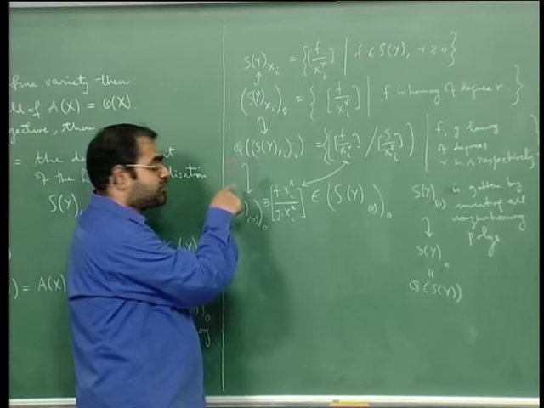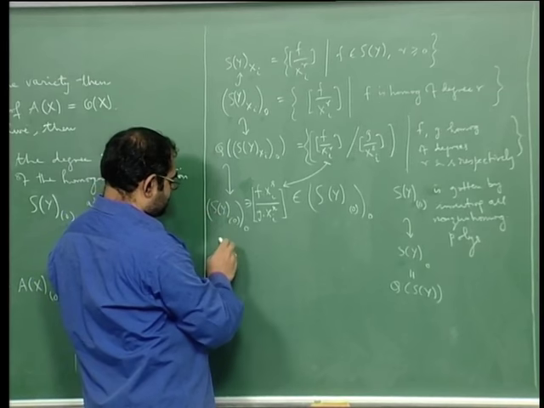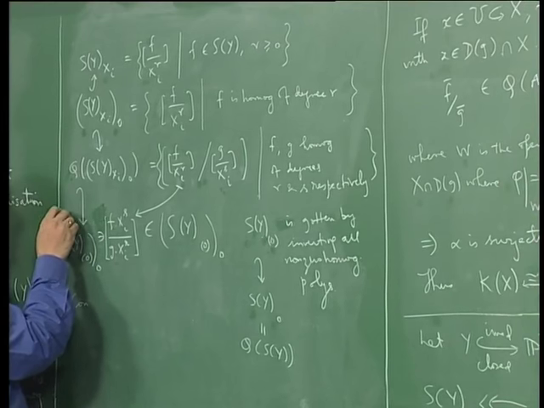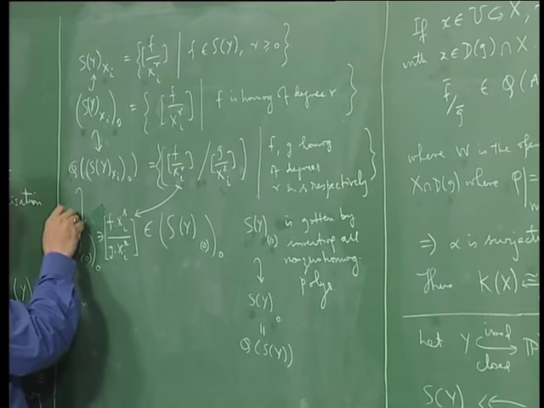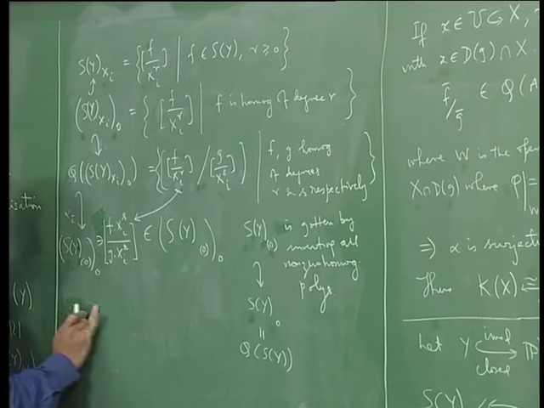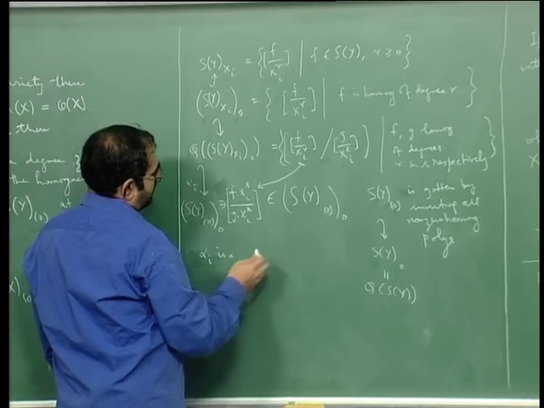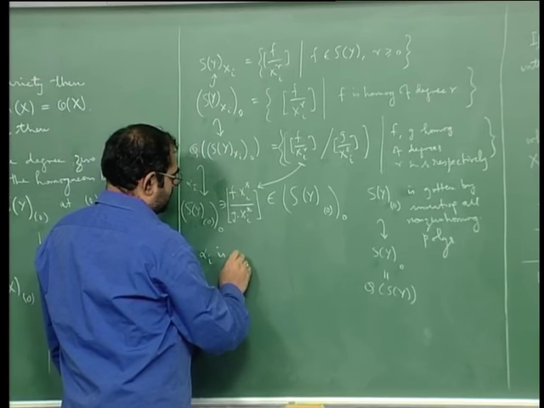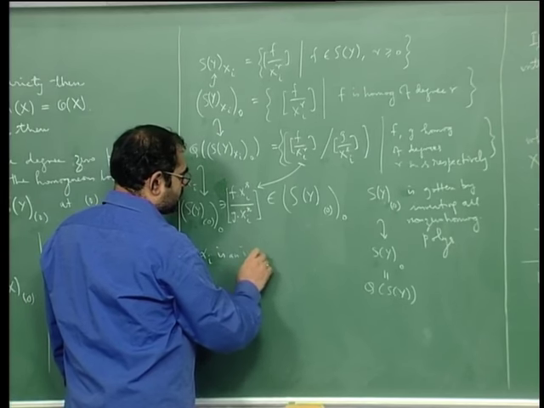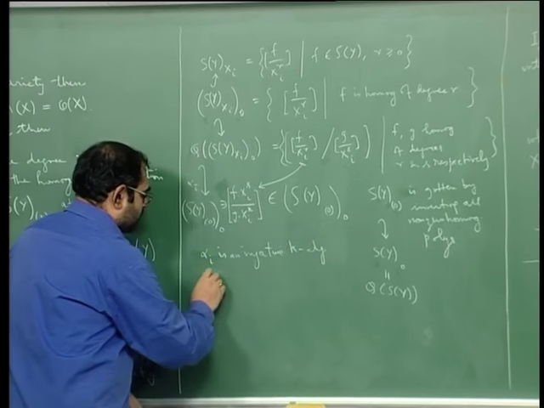So the only fact that needs to be proved is that this is surjective. And how does one show that? It's very, very simple. Conversely, let me call this map alpha sub i. So I just want to say that alpha sub i is an injective K-algebra homomorphism.